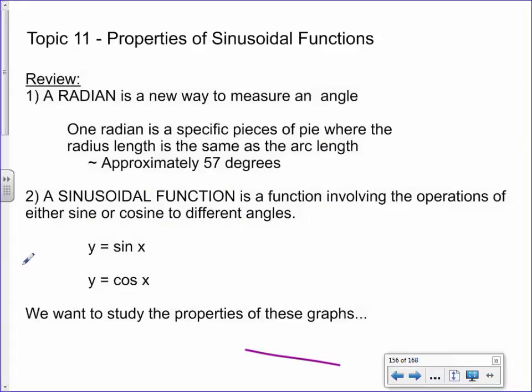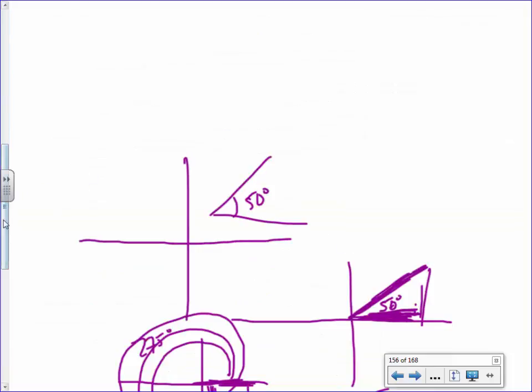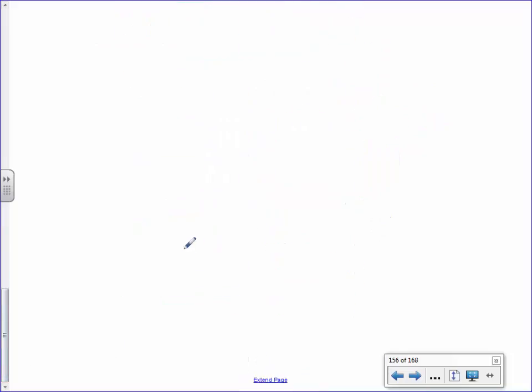So, shoot, where's the little drag thingy? How do I extend the page? There, it's over here.